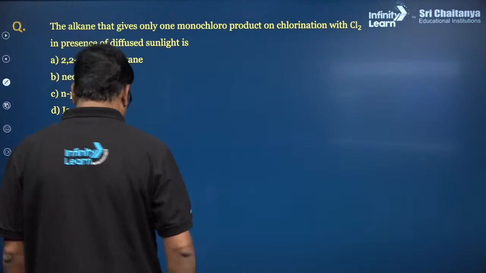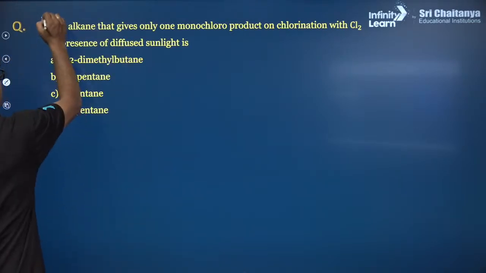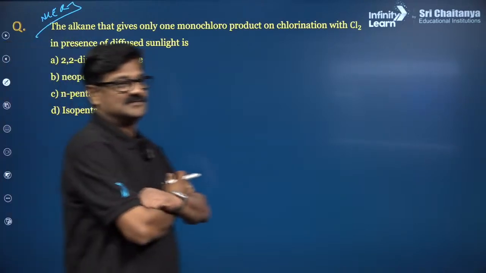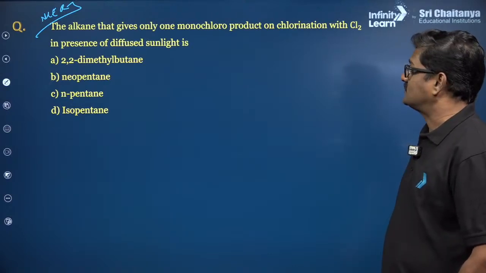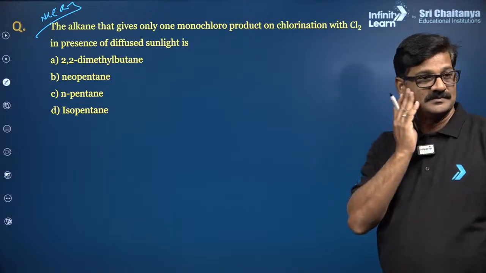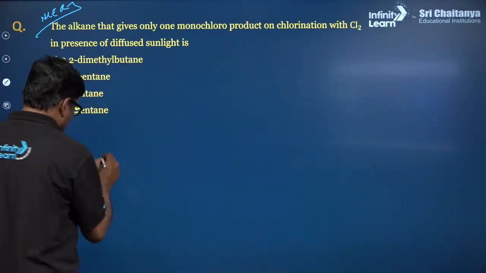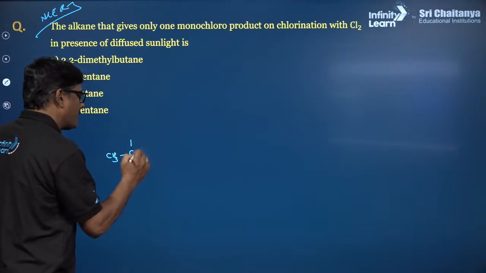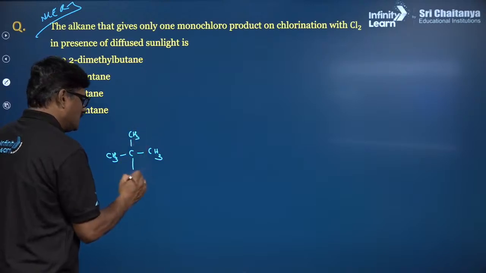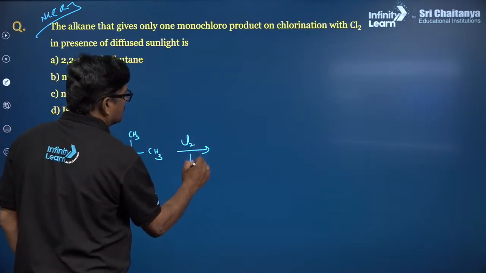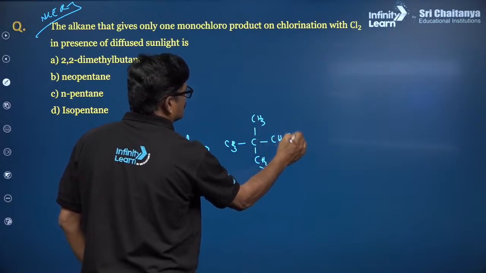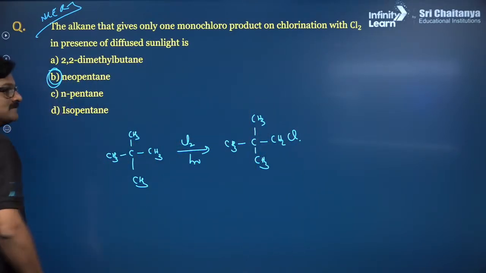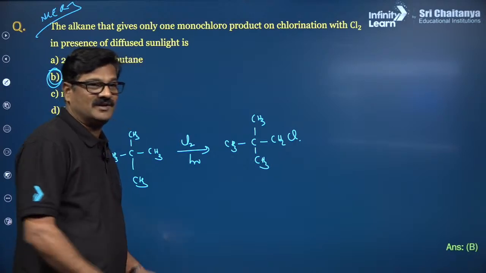Okay, one more. The alkane that gives only one monochloro product. It is purely based on NCERT. The alkane that gives only one monochloro product on reaction with chlorine in the presence of diffused sunlight. It is going to be C with four CH3 groups, and with chlorine in the presence of sunlight, it gives only one product, CH3, CH3, CH3 and CH2Cl. So that is neopentane. Ajay, very good, and the answer for this question is going to be B.